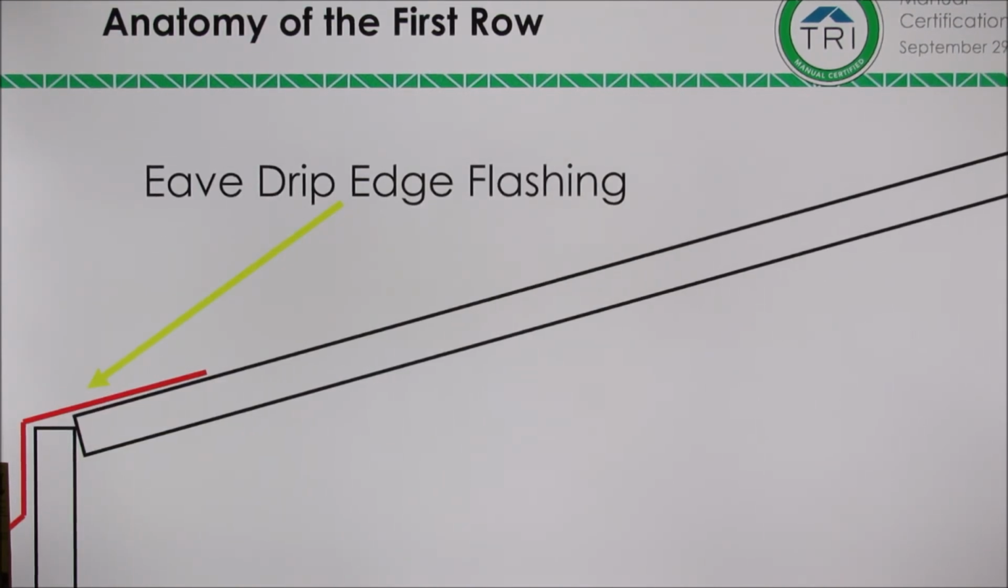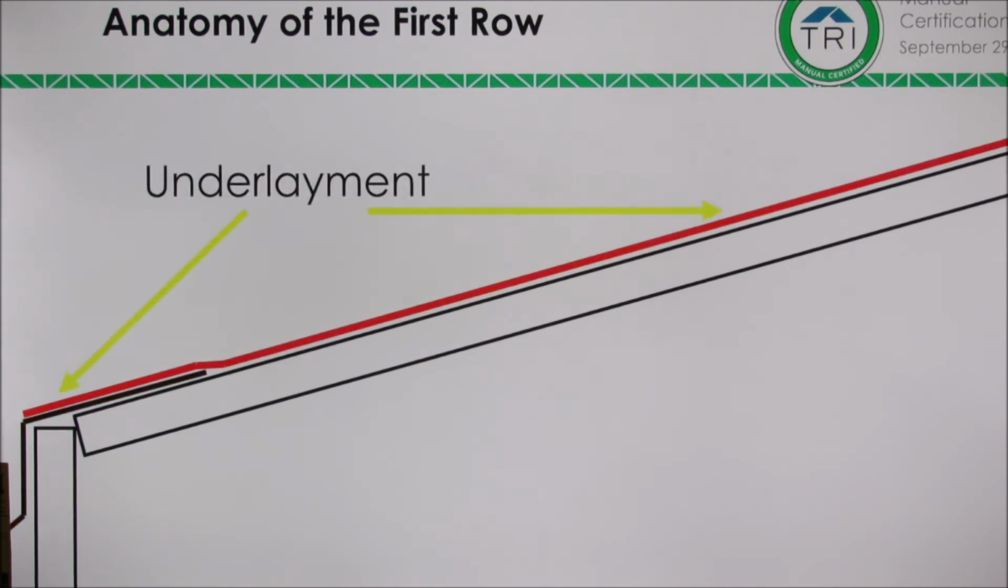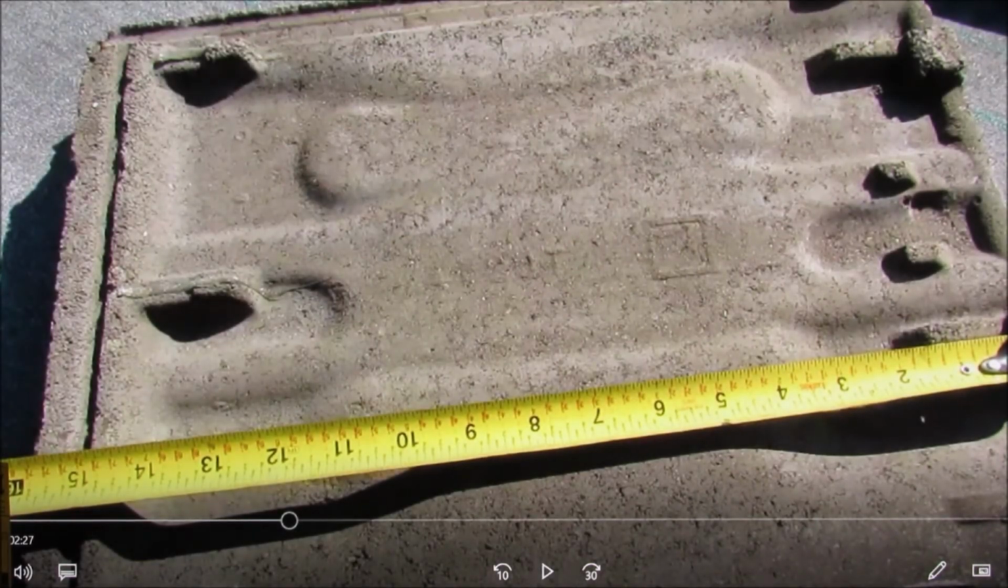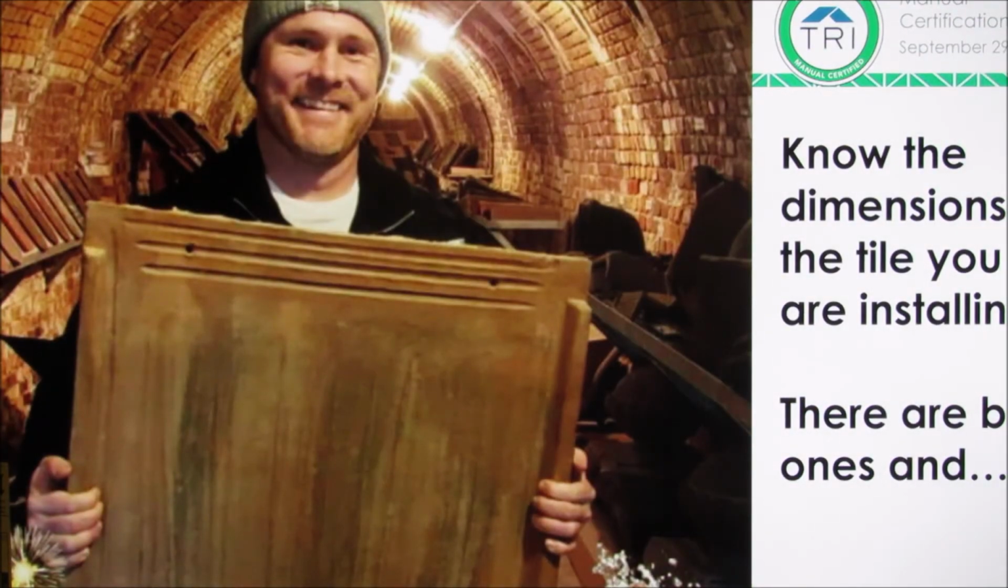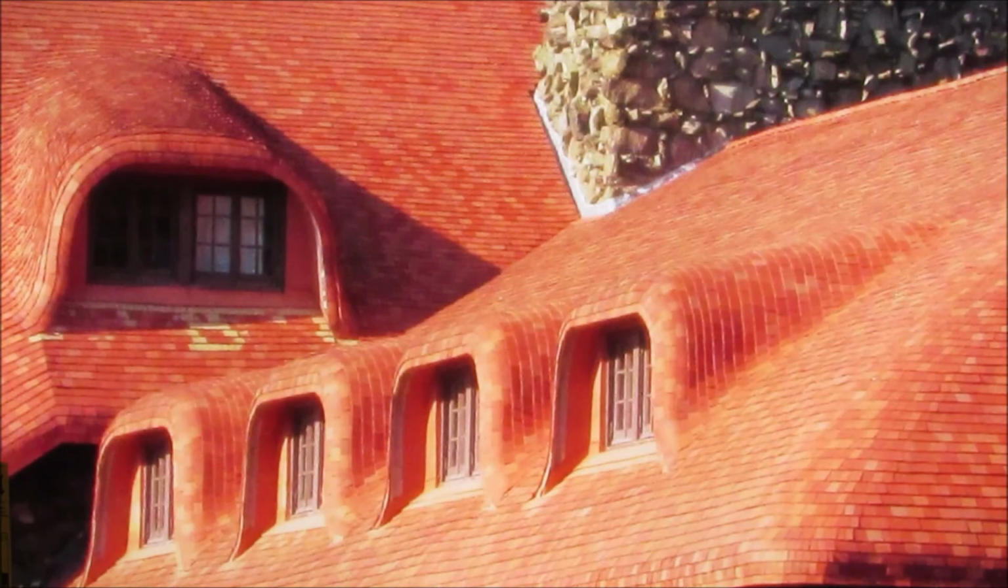We're going to install our drip edge flashing first. We're always going to have a drip edge flashing. It's required on every installation. And then we're going to install our underlayment over the top of that. And then we need to know the size of our tile. There are tile dimensions that are large, and there are tile dimensions that are very small. So we always need to know what tile we're using.